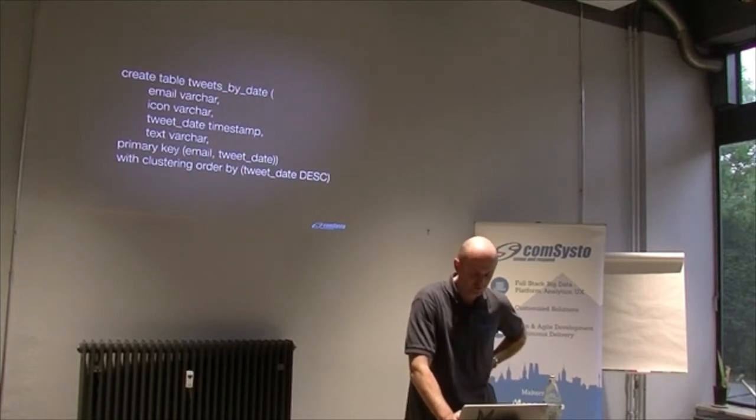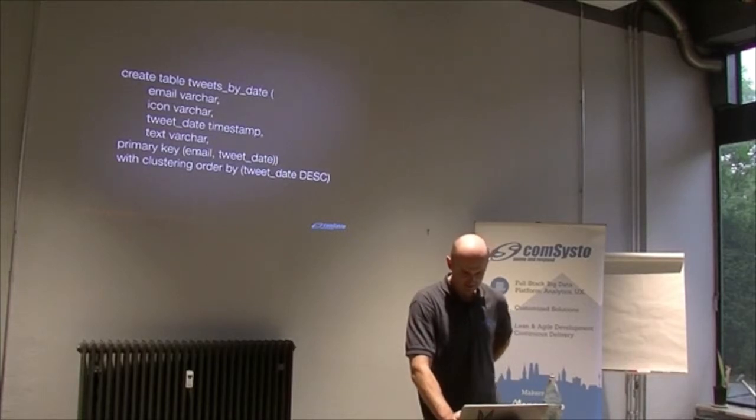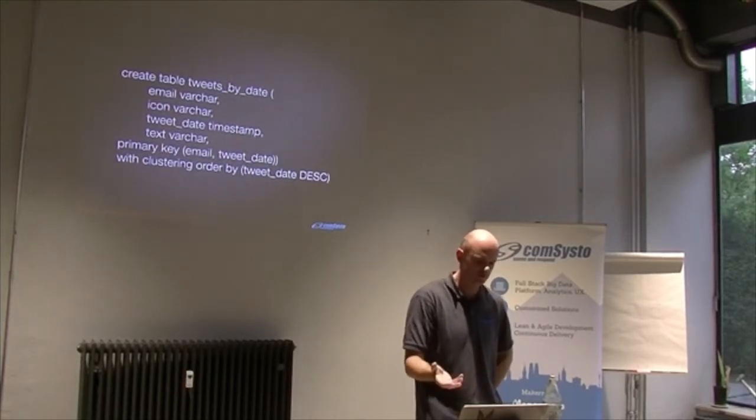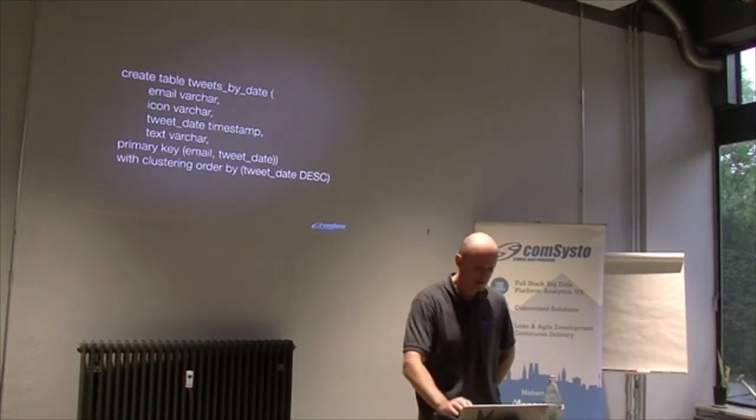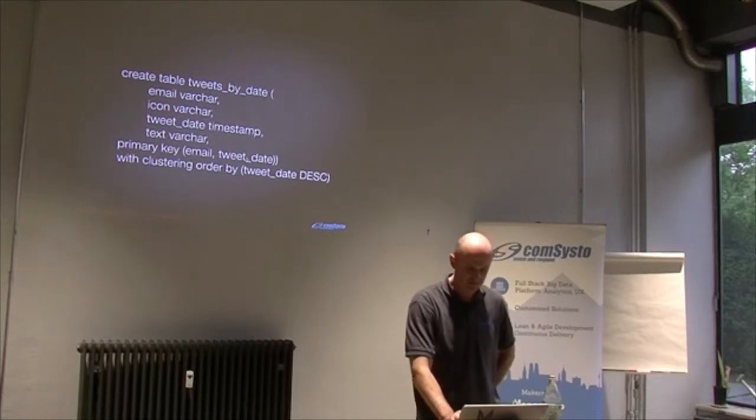And of course, we have a primary key in Cassandra. This primary key consists of two parts. The first part is an email address, which means we are going to find tweets for the particular user given by an email address. And the second part is a tweet date.